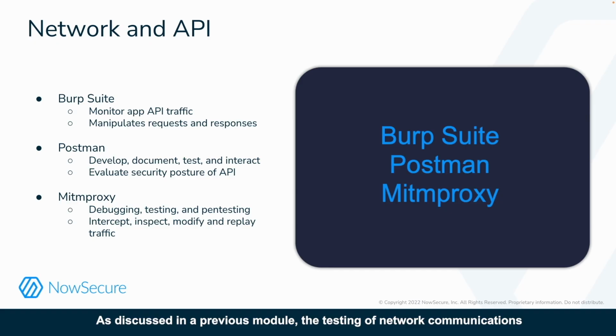As discussed in a previous module, the testing of network communication and data in motion is essential to the analyst's process. The analyst will observe if network communication best practices, such as the use of modern protocols, encryption, among others, are in place by using the tools we will discuss in this category. These best practices ensure the confidentiality and integrity of information exchanged between the mobile app and remote services. Let's discuss tools used in this type of testing.